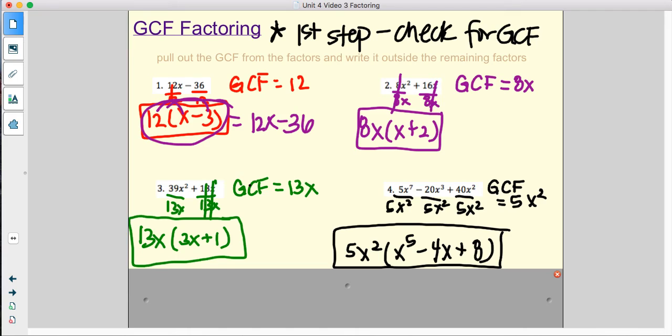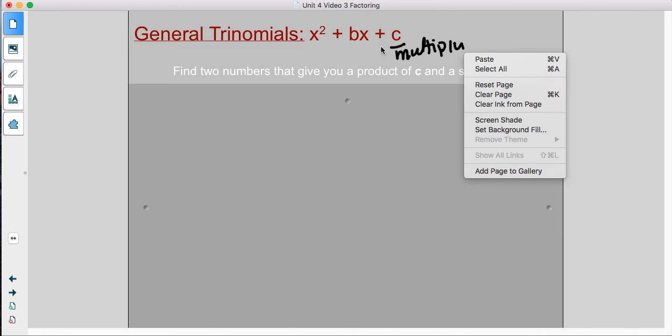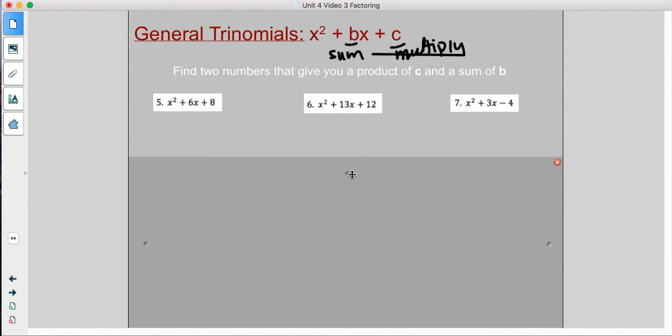Now let's look at our general trinomial. Okay, you find two numbers that give you a product of C, which means multiply, but they have to sum to B. All right, here is probably the best way to approach this. Write down your multiples of C, okay? So for C, I think, well, 8. Do it in a logical order. 1 times 8, 2 times 4, 3, nope, that's it. This is all my factors of 8, okay?